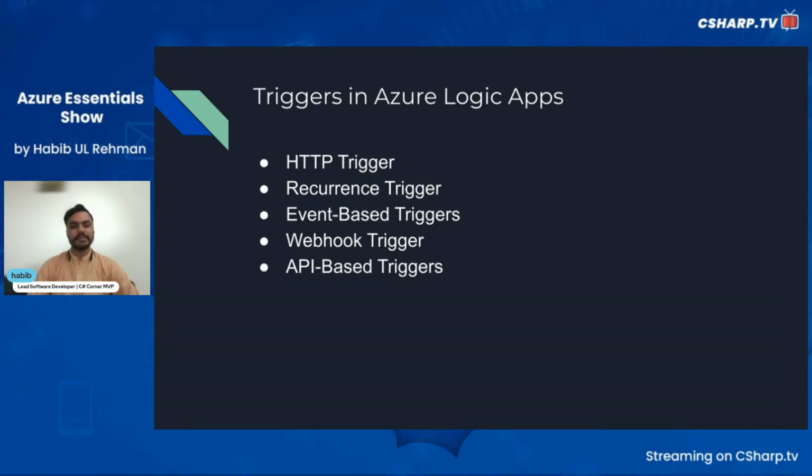Then we have event-based triggers, which respond to specific events such as the arrival of an email, creation of a new file in Azure Blob Storage, or the addition of a new row in a SQL database. We also have the webhook trigger, which initiates the workflow based on webhooks from external services or applications. We have API-based triggers, which are invoked when an event occurs in another service or API, such as a new item in a SharePoint list or a message in a Service Bus queue.